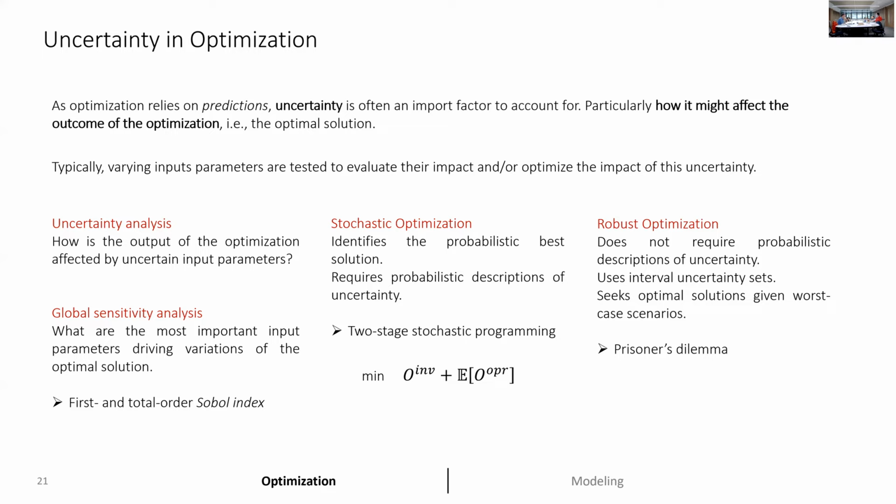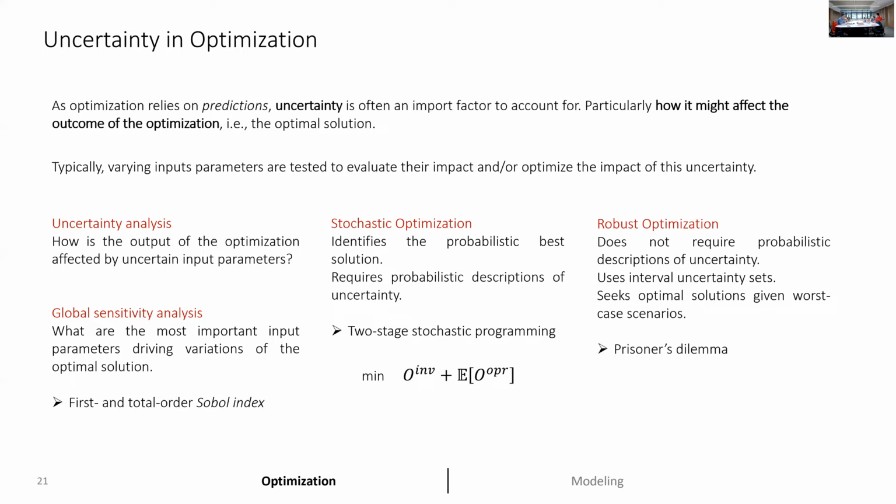And then you have robust optimization. This has the advantage of not requiring probabilistic descriptions of uncertainty. But it uses intervals, let's say, of uncertainty for the uncertain parameters and seeks optimal solutions given worst case scenarios. So this can be similar to the prisoner's dilemma, but with only one agent. You're saying, well, this might happen, this might happen, this might happen. What's the worst that can happen? And what's the best I can do if the worst happens, such that I'm minimizing my risks? That's robust optimization. Not necessarily optimal, but it's optimal with respect to the worst outcome.